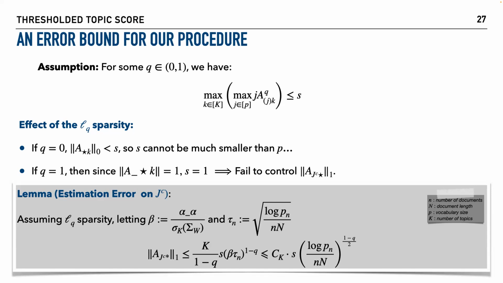So it's A_j complement minus A hat 0. So just the one norm of A_j. And this one norm here essentially behaves like a constant that depends on K times s times square root of log(pn) over nN, to the power 1 minus q over 2, where q comes from the non-sparsity assumption. Note that this is a little bit better than the bounds we had before in Topic Score, because the dependency on p here is only through log factors.